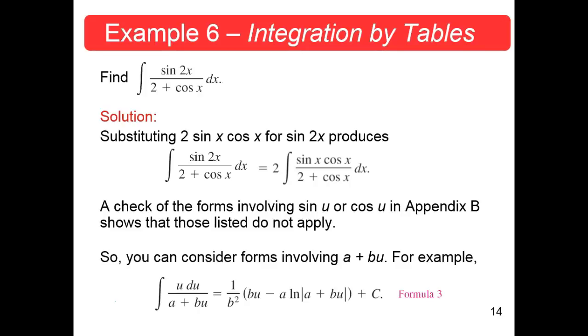Well, it kind of looks like this form. Okay? A plus bu. If u was cosine and a was 2 and b was 1. Well, the derivative of cosine is minus sine, so you've got a minus in there, and the sine, and this would be a cosine, which is u, du has a sine in it. So yeah, you've got just about what you need there. And there's your formula 3. I can't remember if I wrote it down or not, but I've erased it if I did. But that's what it turns out being.